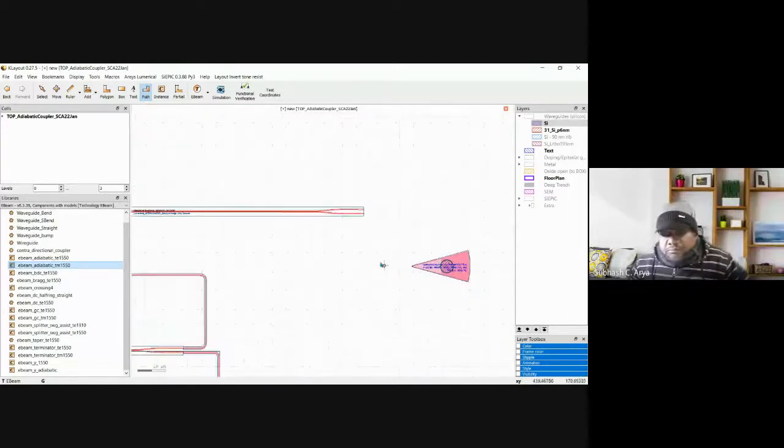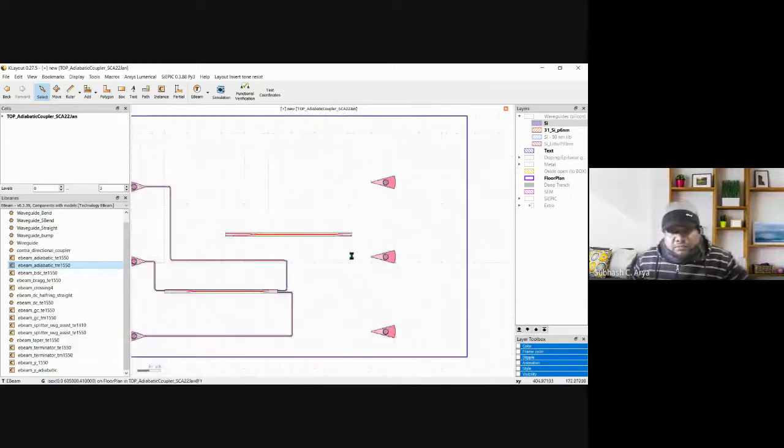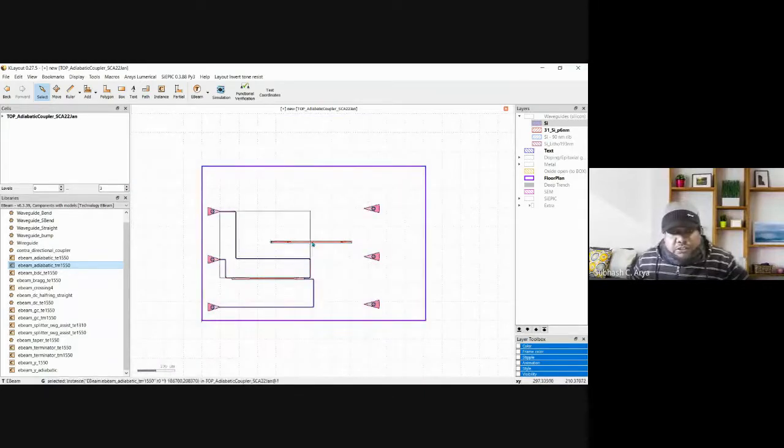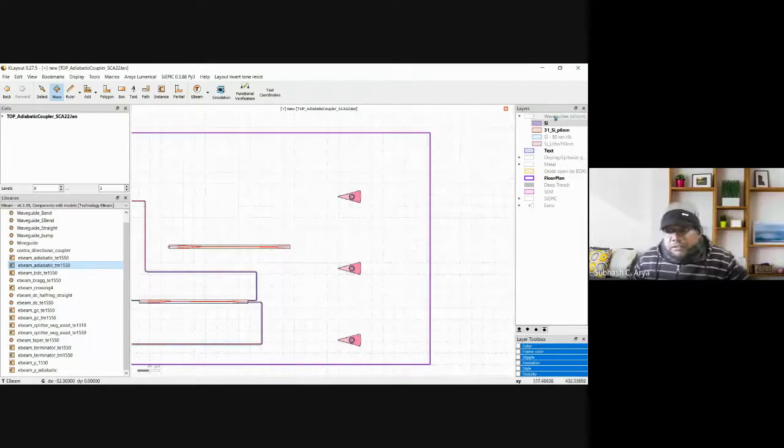So for TM mode, this is here. I think it requires a 10 micrometer bending radius, so it has to be larger size. Let me put this grating coupler a little bit away so that we can keep the bending radius sufficiently large. Okay, so this is silicon material.